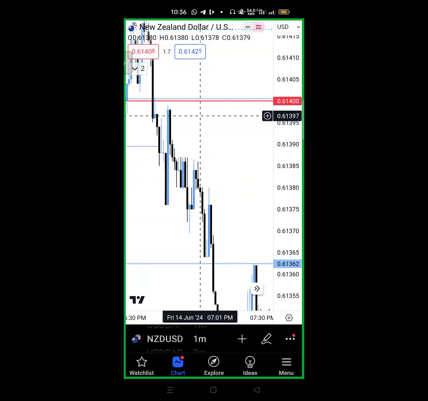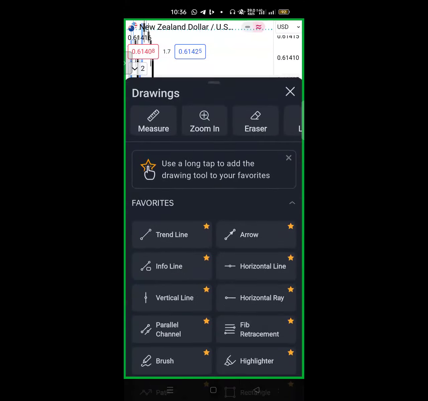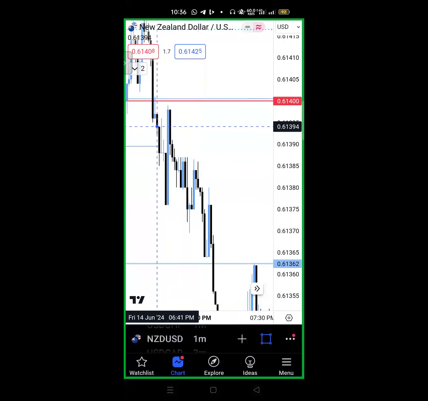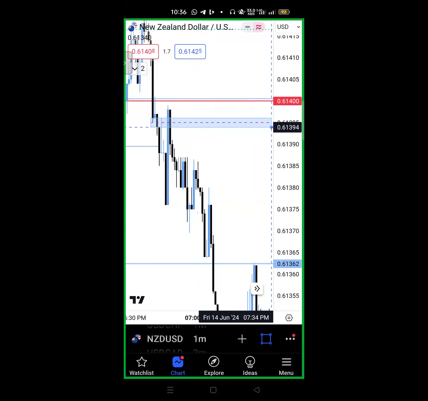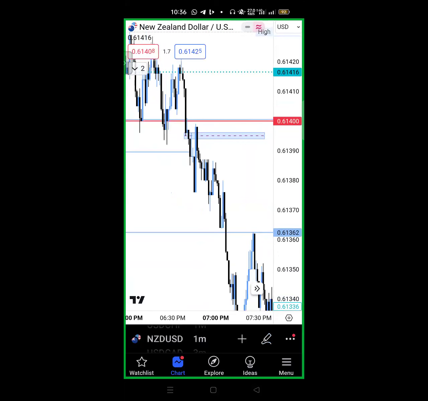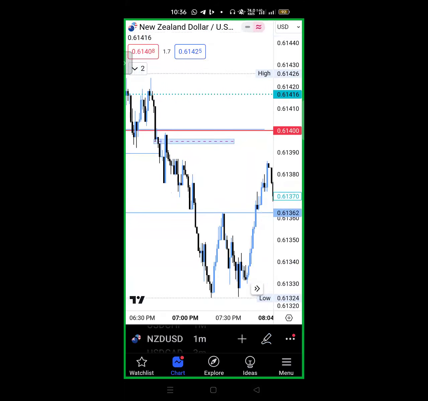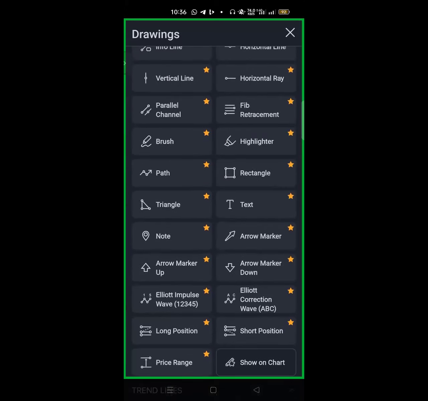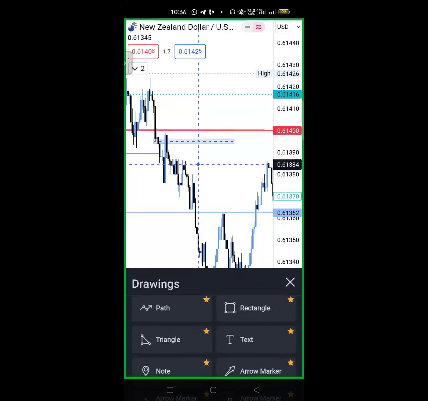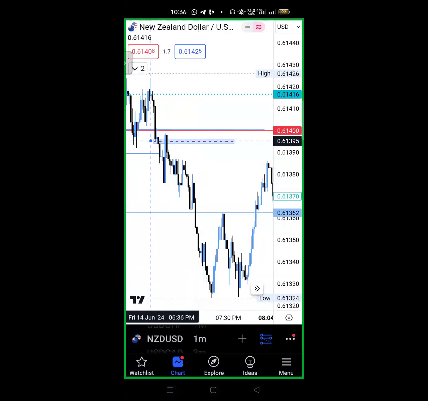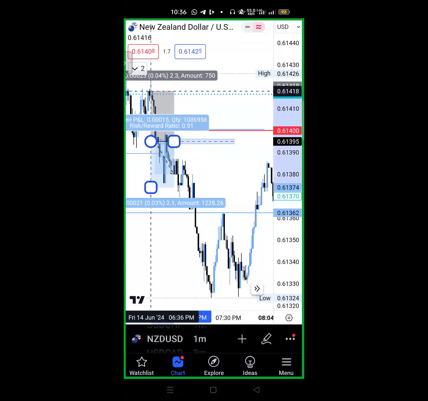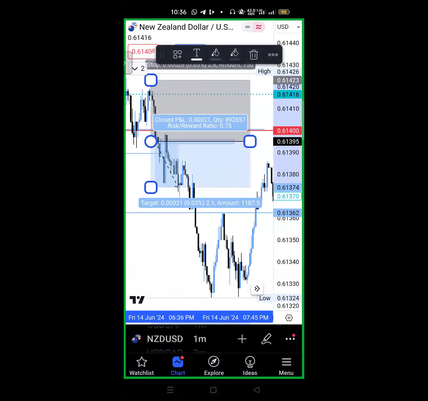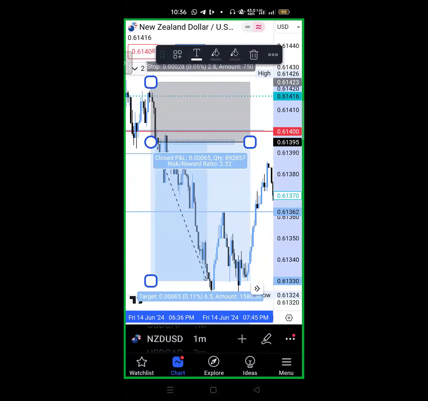Let me draw the rectangle so you see it. So between this blue and the black here. Which means now, as usual, you make your entry here, short position. You make your entry at the middle of that, and then of course you move your stop loss to somewhere like this, and then you target the next closer liquidity.